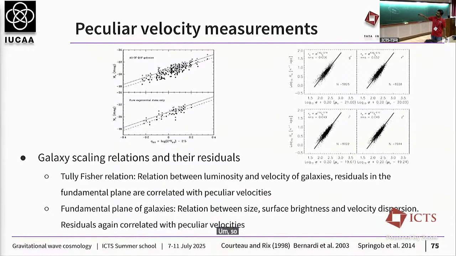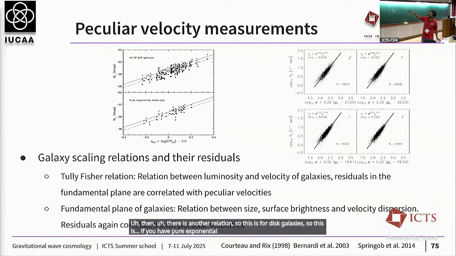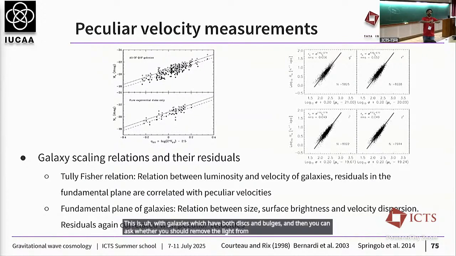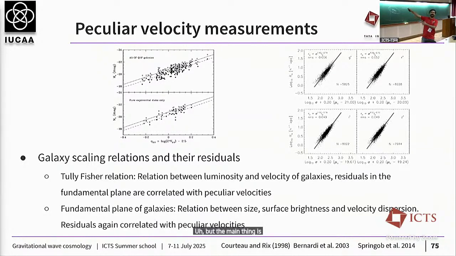So let's suppose you have these kinds of relations. Then there is another relation. So this is for disk galaxies, if you have a pure exponential disk. This is with galaxies which have both disks and bulges, and then you can ask whether you should remove the light from the bulges or not, and so on and so forth. So there are more complications there. But the main thing is you have such a relation for spiral galaxies.